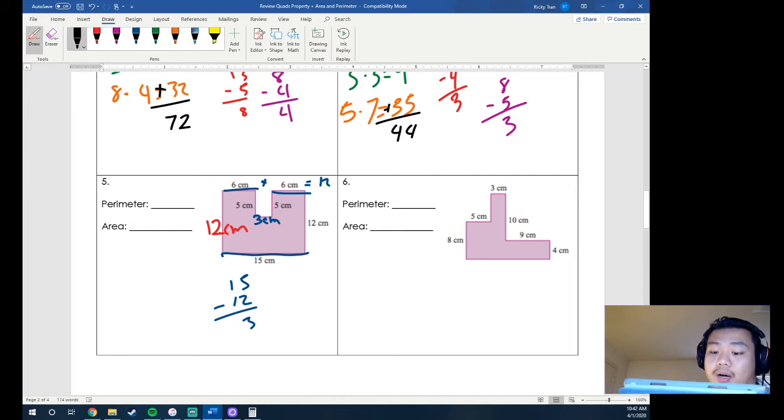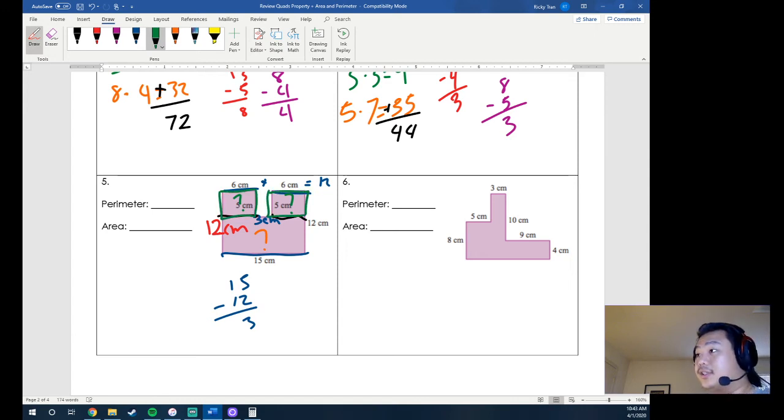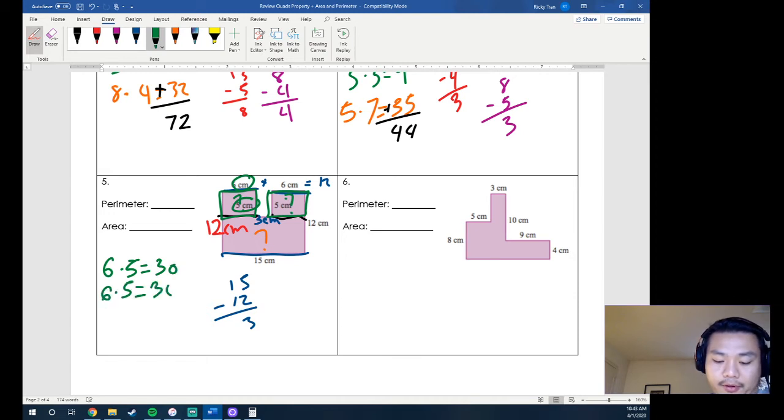And now we're going to split our shapes. I'm going to have to split it into 3 different shapes. So we're going to have this shape right here, this area, and then this area. This first area, the green area, since these are the same measures, we're going to take the 6 and the 5 and multiply. 6 times 5 is equal to 30. And then we're going to do it again. 6 times 5 is equal to 30. We're going to add that later.